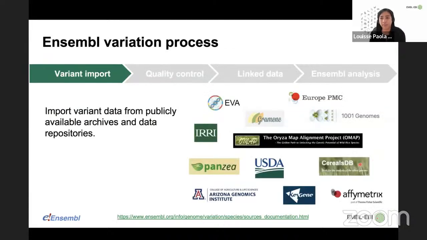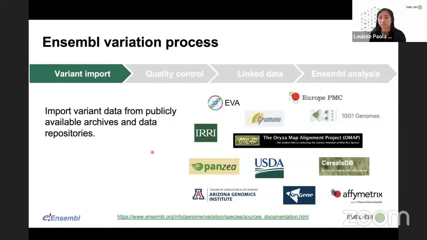So in the first step, we import variation data from publicly available archives and sources. The keyword here is public. We want to make sure that all of our users have the same access to the data. So we only import from public archives and resources.